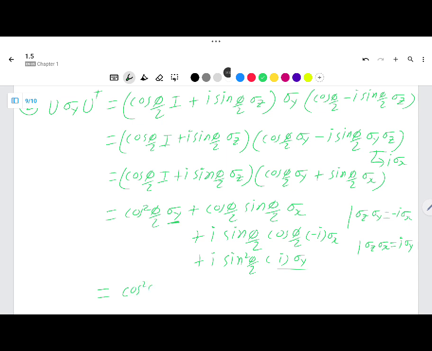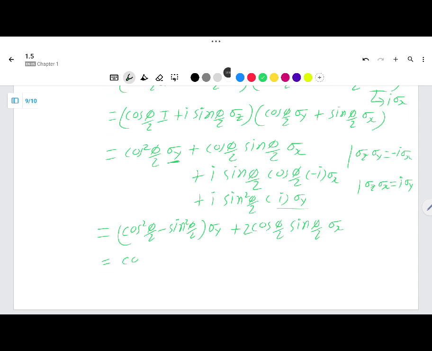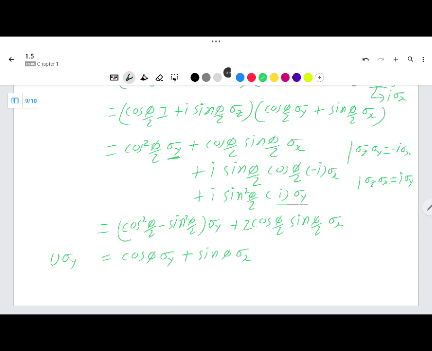Now we have cos square pi by 2 minus sin square pi by 2 sigma y, plus okay, this one by 2 by 2 x twice sigma y, plus minus x. Okay, so this is how this part is getting transformed.